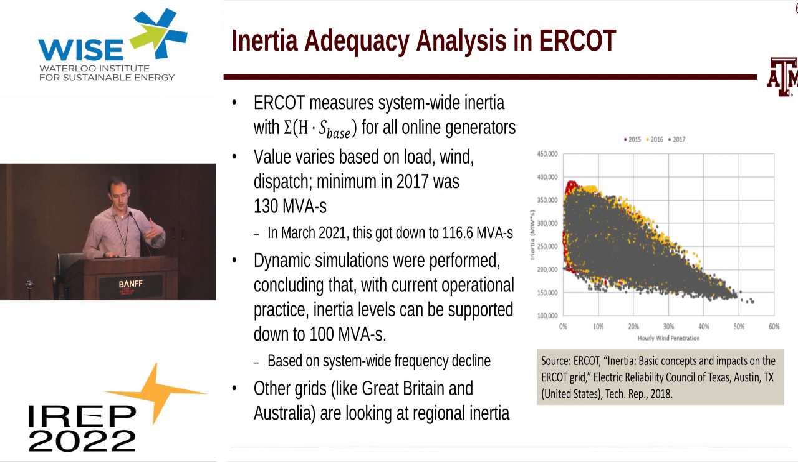Of course, just summing it up for all the generators is conservative for the real system, because there's additional inertia in load. And so the minimum in 2017 was 130. It's continuing to go down. And in 2021, the lowest it got to was about 116 MVA seconds. They've done some simulations, and they've concluded that 100 MVA seconds is approximately where you might have to reconsider some of the current operating practice.